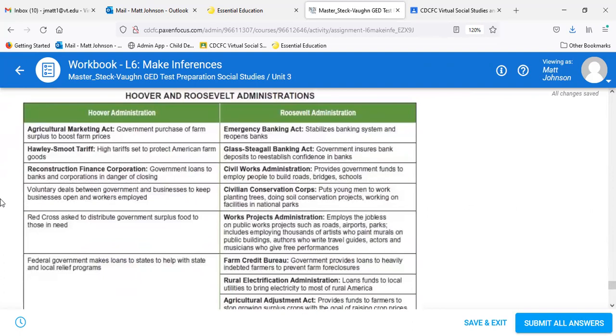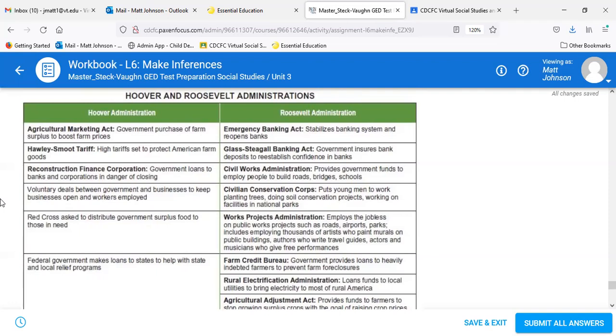So our table here, talking about the Hoover and Roosevelt administrations, on our left side there's Hoover's administration, and some of the activities under his administration that took place. So the Agricultural Marketing Act under Hoover was a government purchase of farm surplus to boost farm prices. The Hawley-Smoot tariff, a high tariff set to protect American farm goods from overseas, right? A tax on overseas goods.